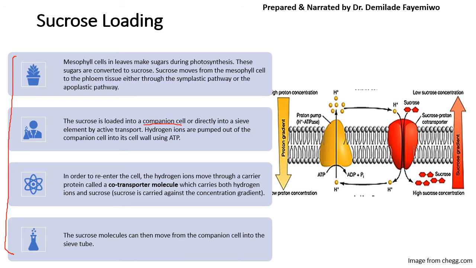Sometimes it can be loaded directly into a sieve element by active transport, but usually it is loaded through a companion cell. The reason why it is loaded by active transport, just by the way, is that the concentration of sucrose inside the phloem is always going to be higher than the concentration in the leaves because the phloem is constantly transporting sucrose. And so in order to get the sucrose out of the leaves, you need to use ATP. And so what happens here is that in terms of the companion cells, the cell membrane over here, you can look at this image over here.